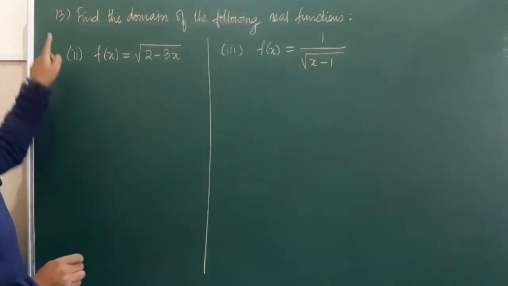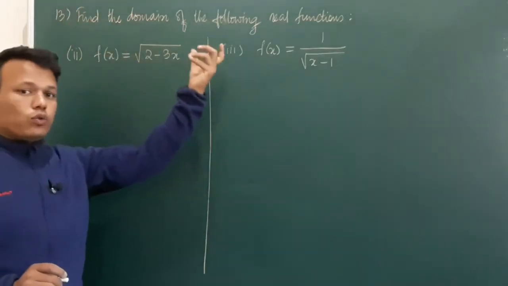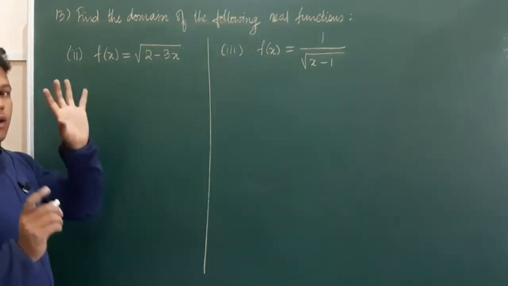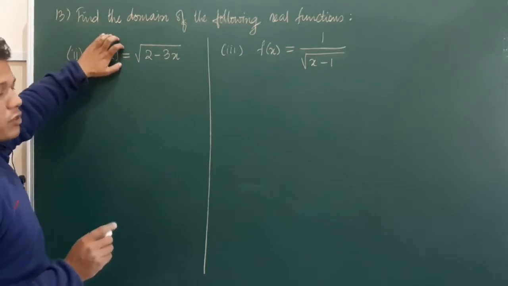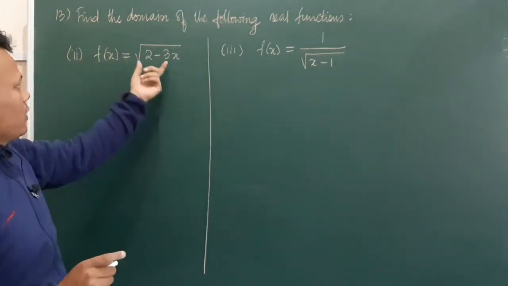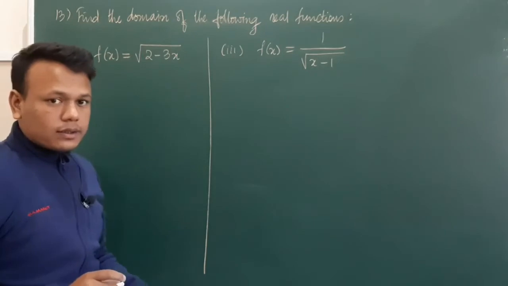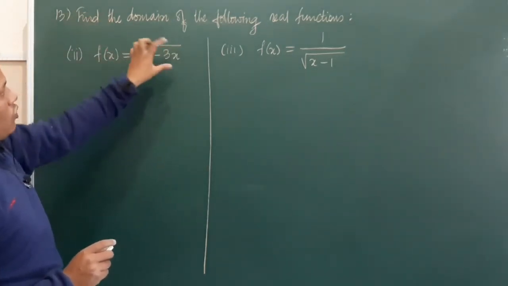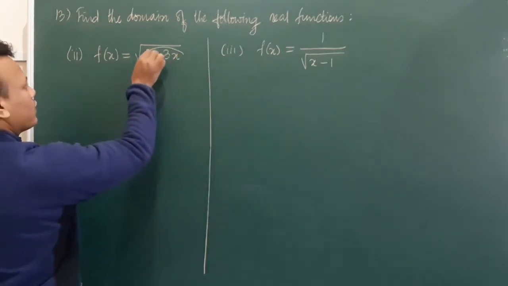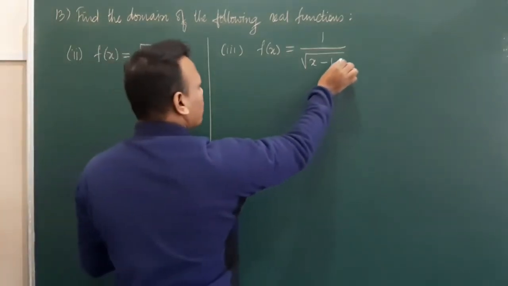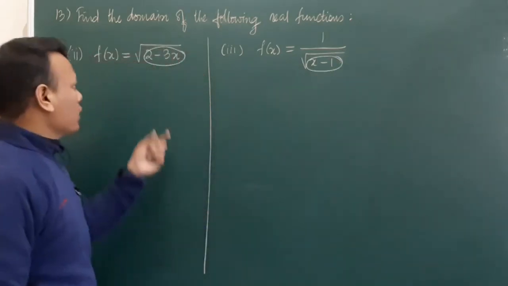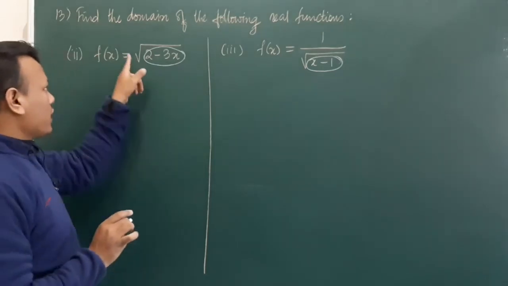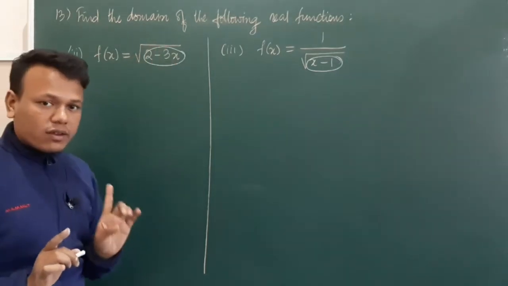Next we have question number 13. Again the question is the same, find the domain of the following real valued function. In this case also f(x) is given to be a real number, but here we see that there is a square root sign, isn't it? Whenever you have a square root sign, the quantity within it should not be negative, because we cannot have the square root of a negative number.